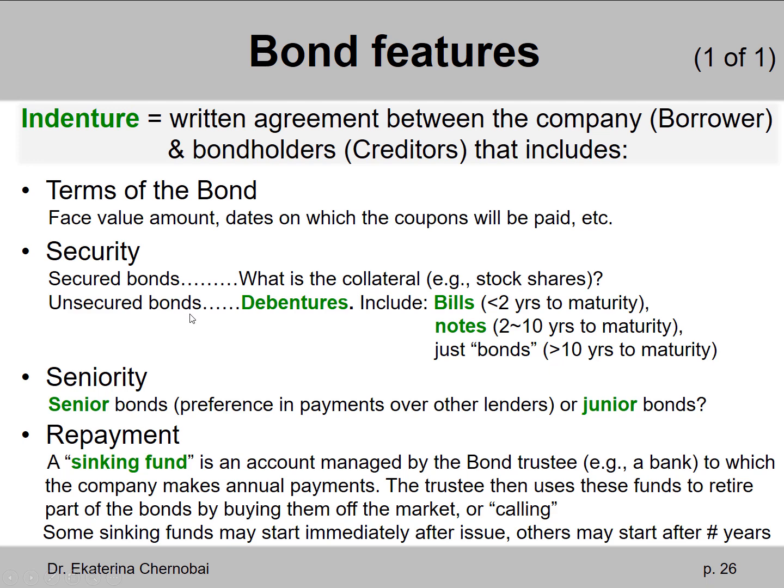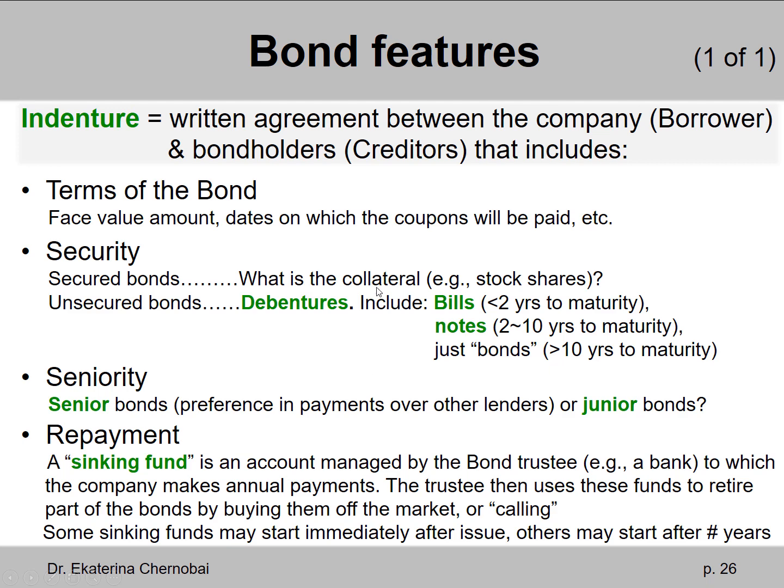Unsecured bonds are also known as debentures. And this is basically what this whole chapter is on. We never talk about any sort of collateral. So it's more like unsecured bonds are just a promise from the company that sells the bonds that it will make the required coupon payments and the face value at the very end.